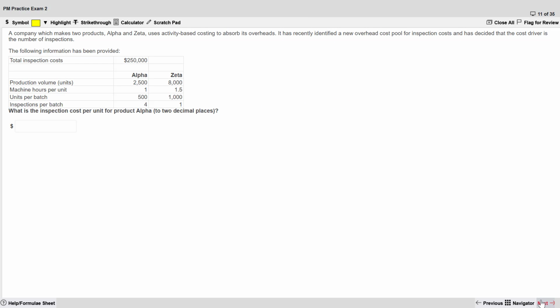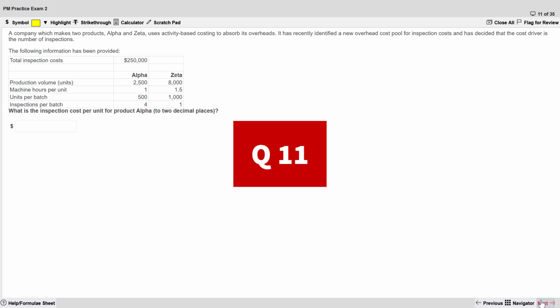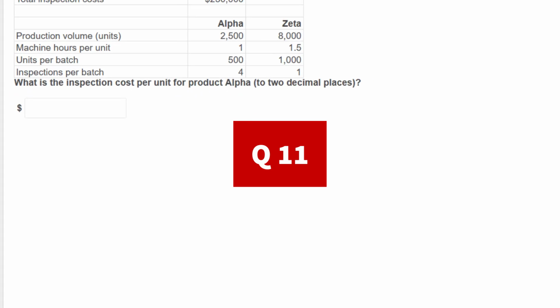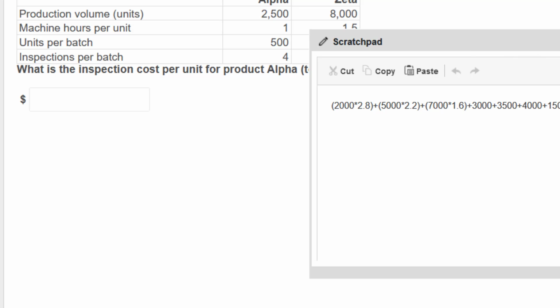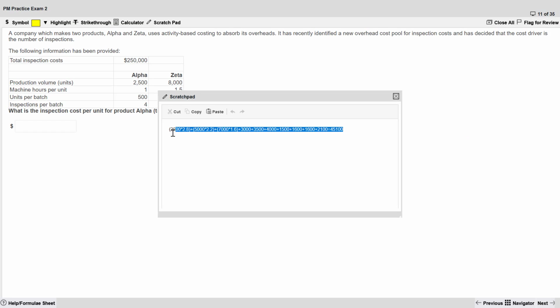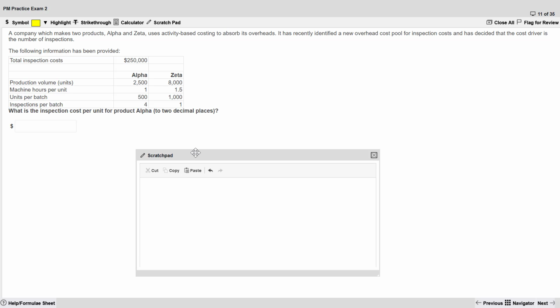Moving on to question 11, friends. We read the question stem. We've got activity-based costing, a classic. Let's get organized here with the scratch pad. That will help us. So we remember we've got to find our cost pools. We've got to find our cost drivers. We've got to get a cost per driver. And then we need to understand how many drivers, how many inspections, are consumed by one alpha.